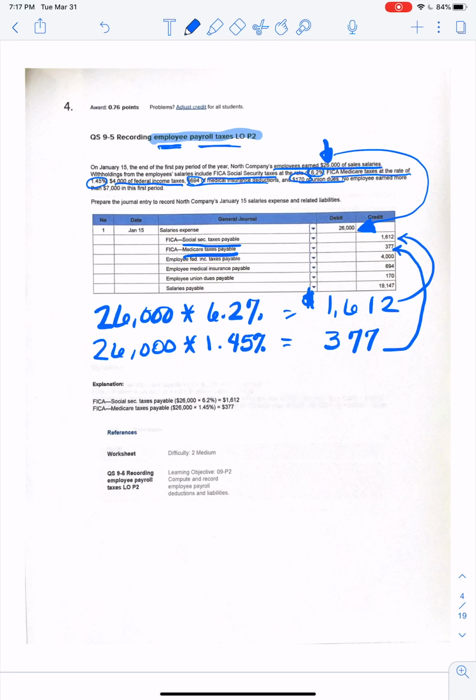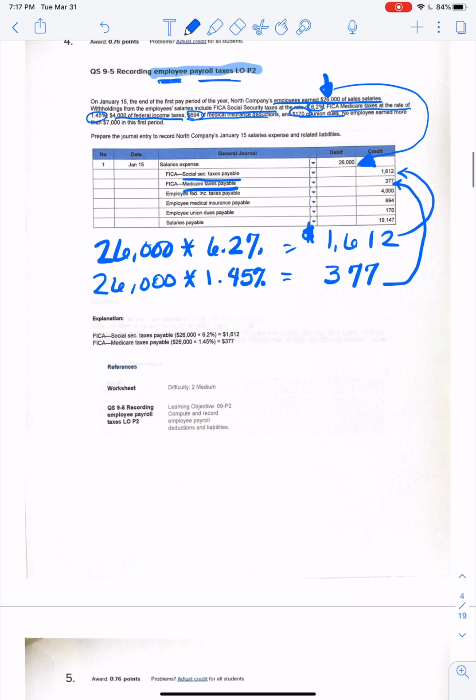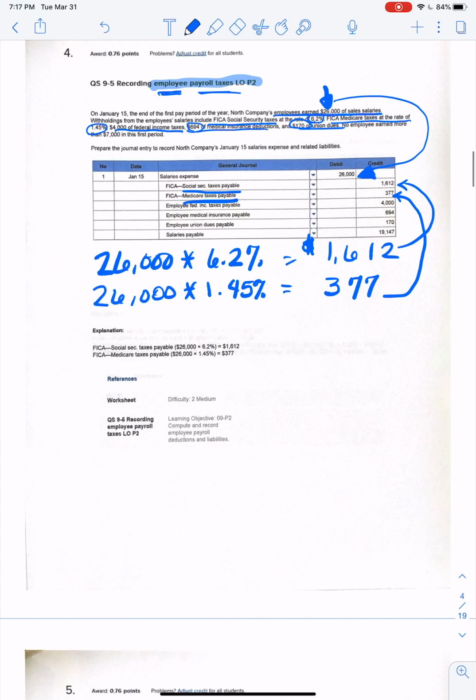So you say, great. Well, now how do we get these others? Well, if you look back at the question, it told me the $4,000 of federal income taxes. So that's just a straight credit to employee federal income taxes payable. And then it tells me how much the medical insurance deductions are, and it tells me the union dues. So the only two that you actually had to do any work for were these FICA computations here.